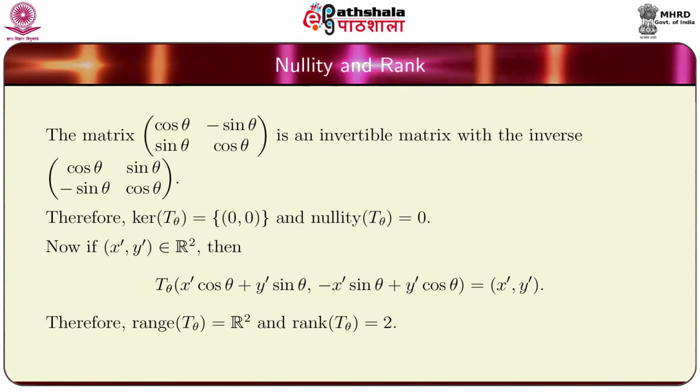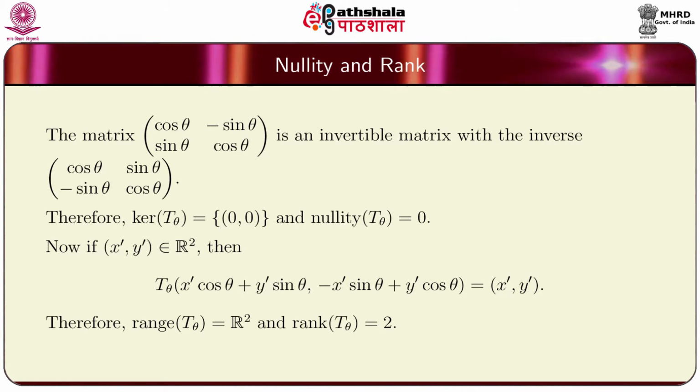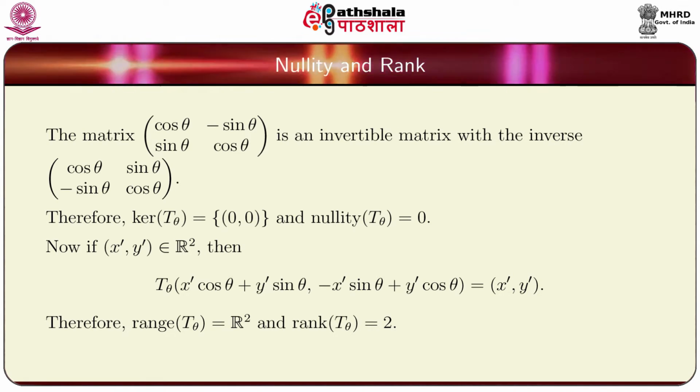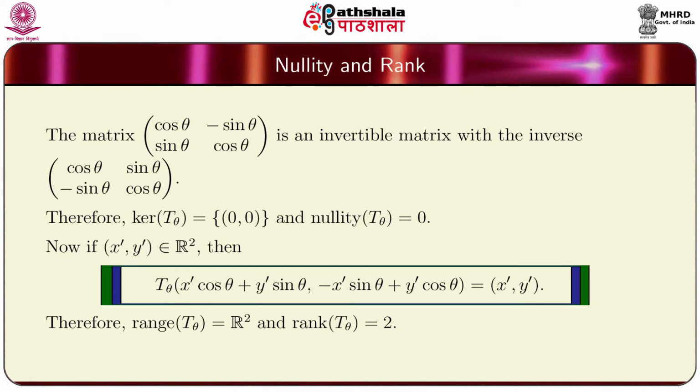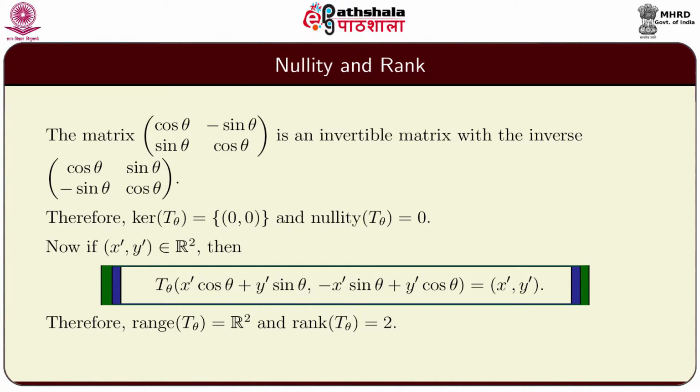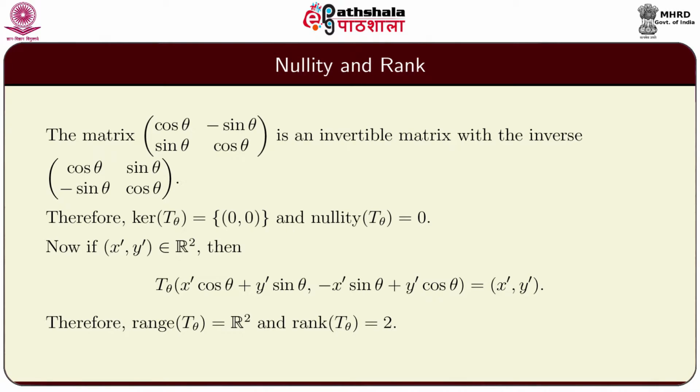Now, if we take any (x', y') in R2, then we can see that T theta of the vector (x' cosine theta plus y' sin theta, minus x' sin theta plus y' cosine theta) is (x', y'), and therefore the operator T theta is onto. Therefore, the range of T theta is R2, which is a finite dimensional vector space over R, and it shows that the rank of T theta is 2.